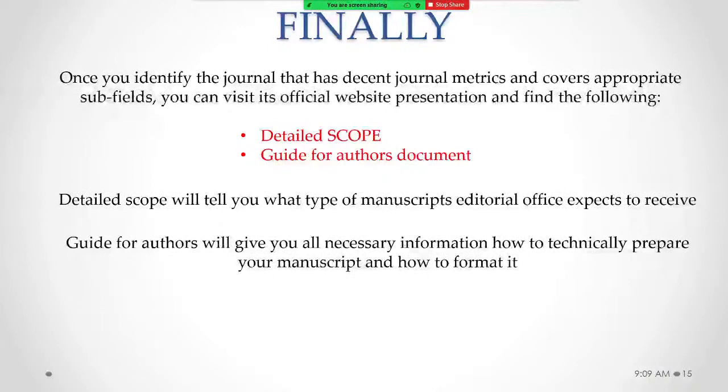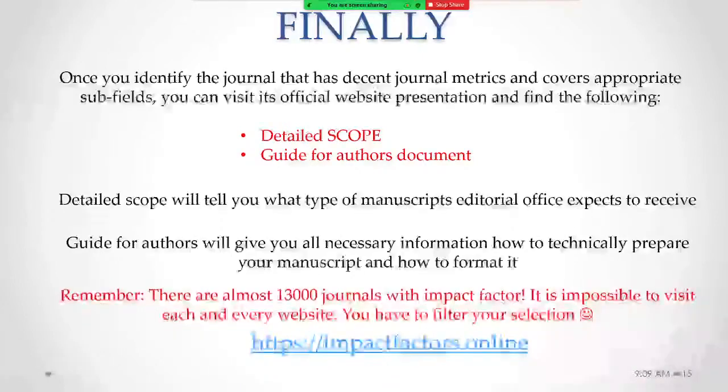The typical example might be the units used for measurements, for example. So of course you have the international system of units, but sometimes some quantities are more informative if some other type of units are used. So if an editorial office prefers to use the international system of units, they will emphasize that in their guide for authors document. So that is why these things are very important.